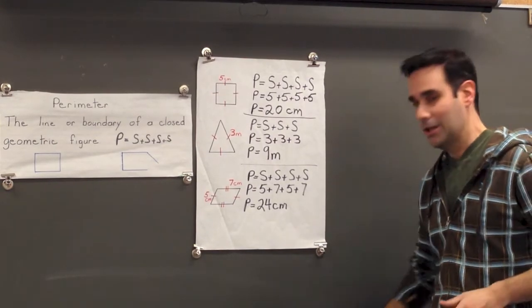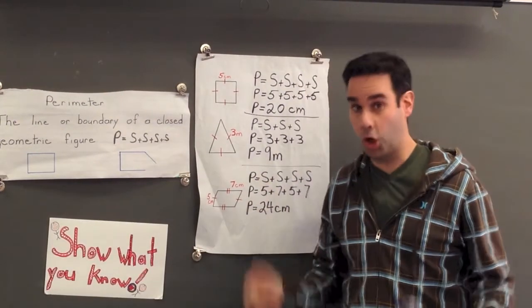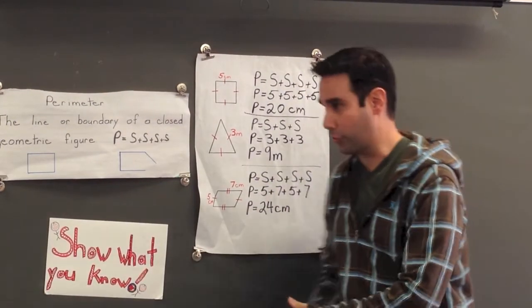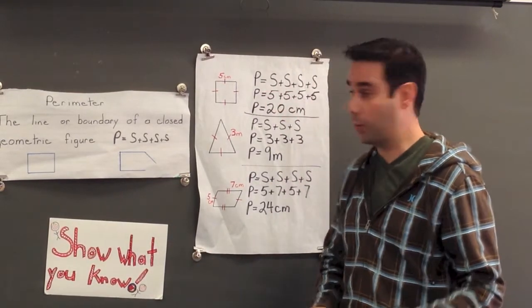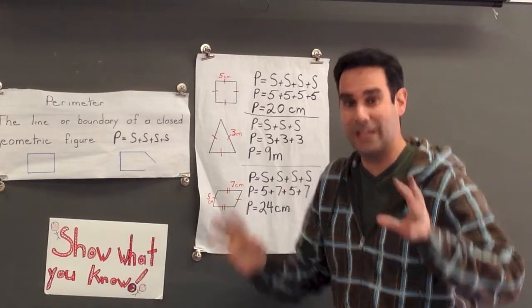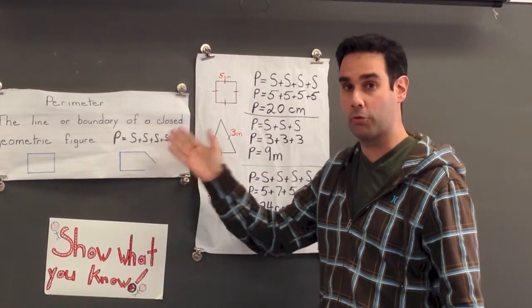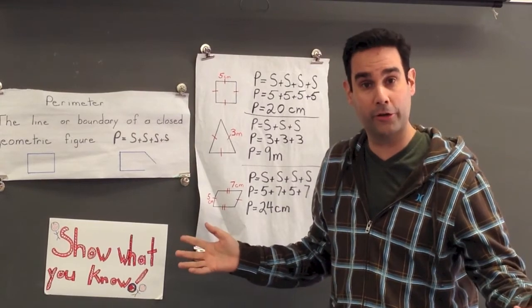All right, it's time for show what you know. That's right, you need to go and show someone what you just learned. You need to go show your mother, your father, your brother, your dog. It doesn't matter. You need to show them this formula and how you find out perimeter. Tell them what a perimeter is.